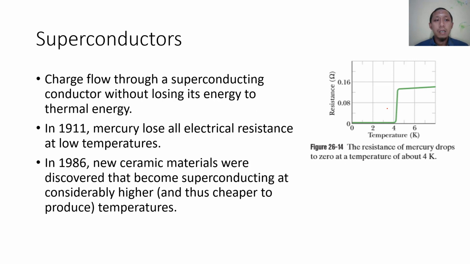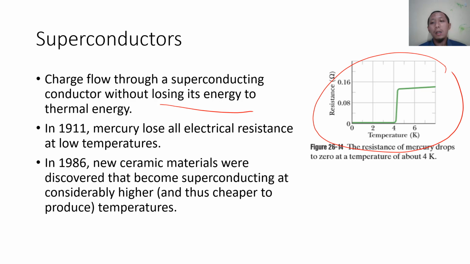And then we have the superconductor, where current flows through a superconductor without losing its energy. And the resistivity, by using very low temperature, becomes very low. So we can say that this is the superconductor. It's different from the conductor. For a conductor, if the temperature increases, the resistance increases. But at low temperature, the resistivity and resistance become very low.